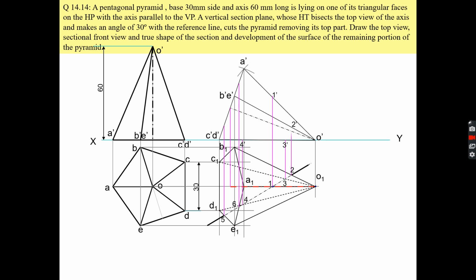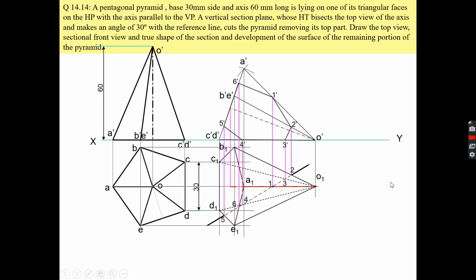like this. Okay, and after marking the points, you can join all the points clockwise or anti-clockwise: 1, 2, 3, 4, 5, 6 and 6 to 1. Okay, so your top view and front view is completed.